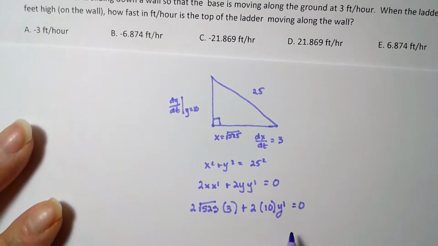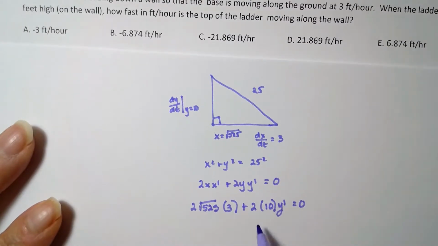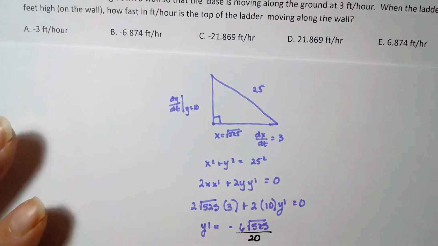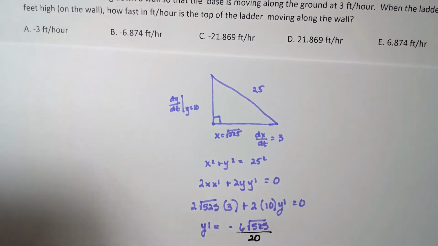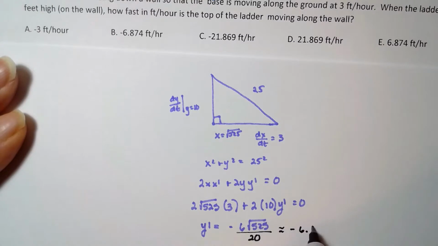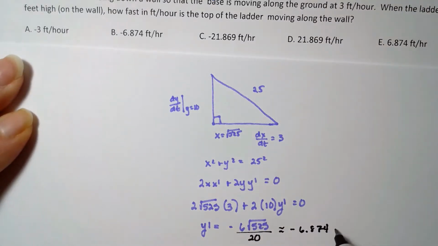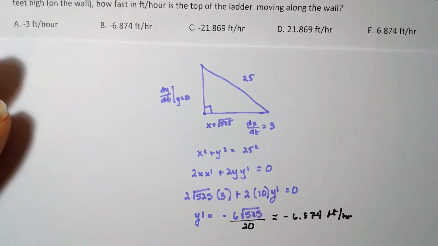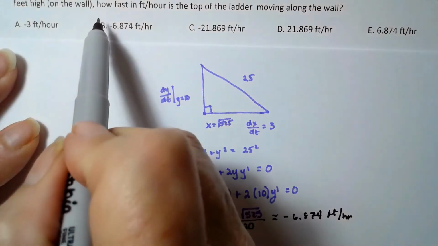Okay, so this is pretty ugly, and the idea is that we want to isolate y prime, right? So y prime would equal negative 6 root 525 over 2 times 10, which is 20, right? And if I compute that, it looks like I'm going to get negative 6.874, and that would be feet per hour. And that's it. So I guess the answer would be B. For that one, it would be B.